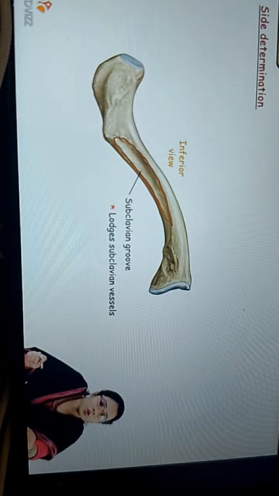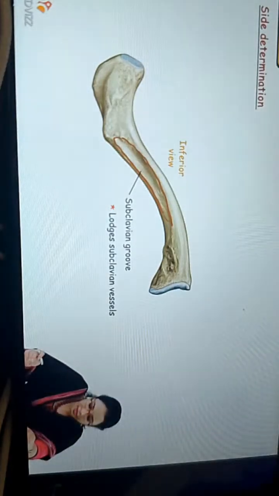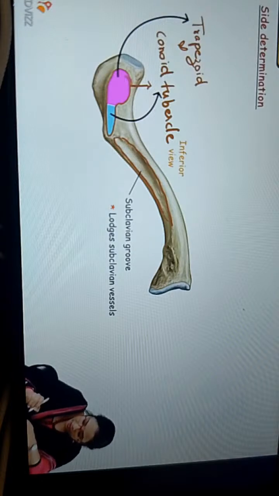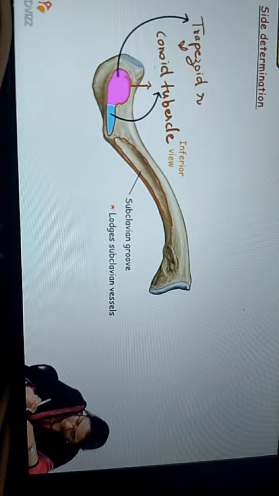And we can see conoid tubercle and trapezoid ridges present laterally on the inferior surface. The rough portion on the lateral side on the inferior aspect is the conoid tubercle and trapezoid ridge.